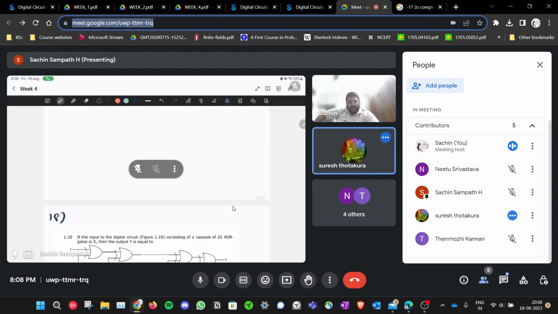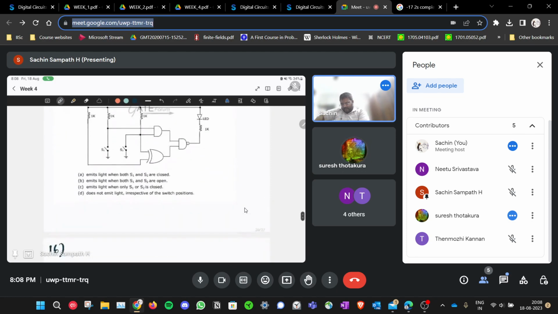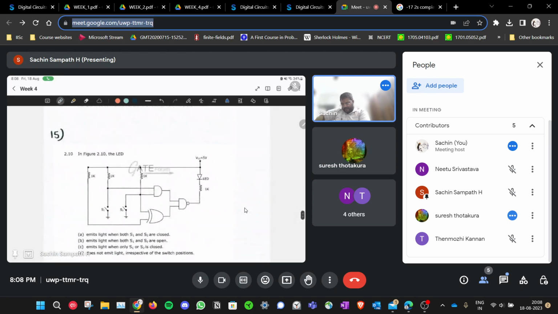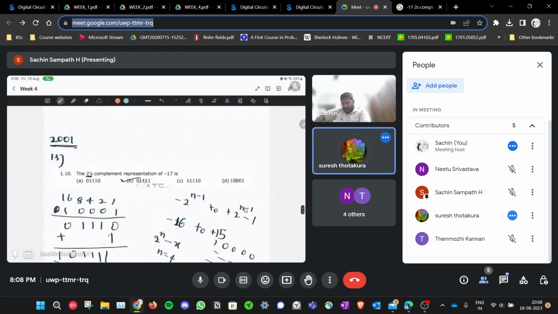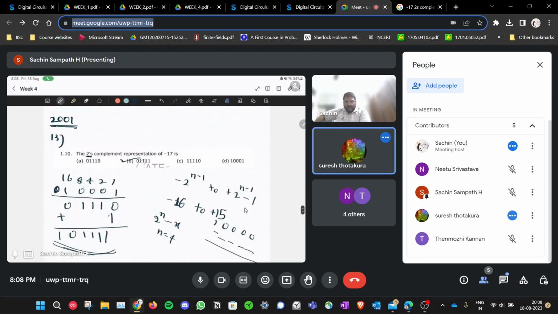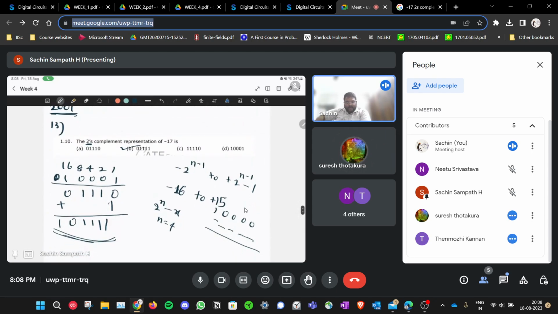Usually, you won't have an overflow. Here, you are not supposed to represent minus 17 with only 5 bits. You're supposed to use 6 bits for that, but the options all are with 5 bits. That's the problem. With 5 bits, you should not even be able to represent minus 17.